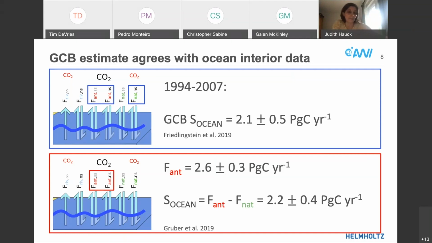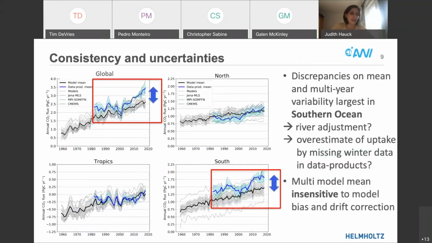Next slide, please. And then I would like to make a few more or less general statements on the consistency and uncertainties in the global carbon budget ocean sink estimate. I've shown two of these figures already in my introductory slide, but I'd like to make this point again. The large discrepancy in the global ocean sink estimate between the multi-model mean and the data product mean can to a large extent be explained by the discrepancy in the Southern Ocean. So in the North and in the tropics, the means agree pretty well, at least in the last 15 years.